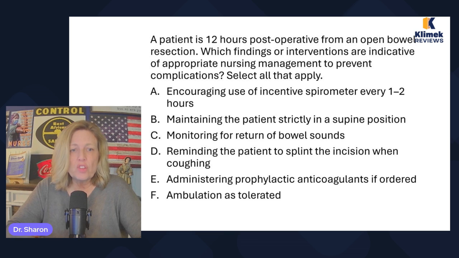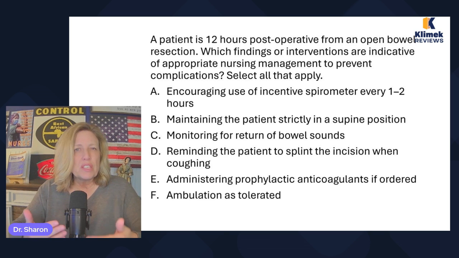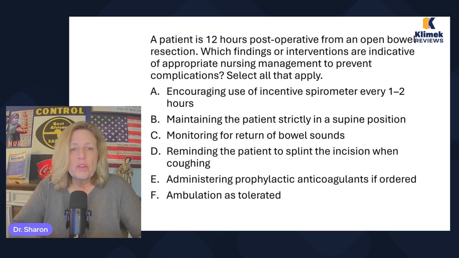Once they're past 12 hours, they're outside of the window where you're worried about them bleeding. The reason we don't get people up in the first 12 hours is we don't want people to bleed. We need to make sure that they've recovered. The first 12 hours is when they're considered unstable, so we usually keep them in bed. But after they've gotten through that 12-hour period and they're doing okay, we can start to do the typical post-op care. So let's see what we've got here. In post-op, open bowel resection, we'd want to use incentive spirometry every 1 to 2 hours. That's true.